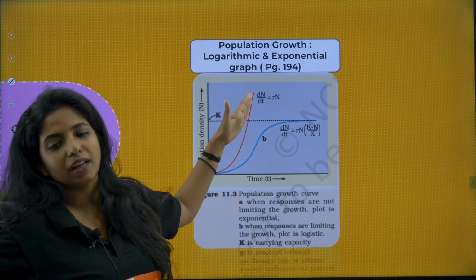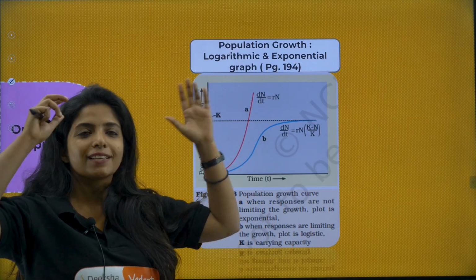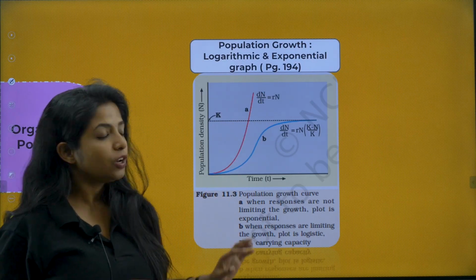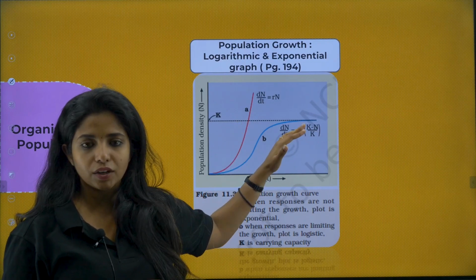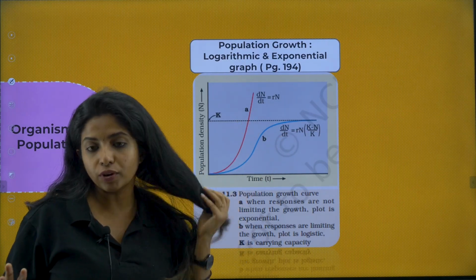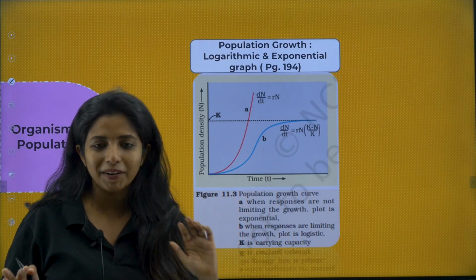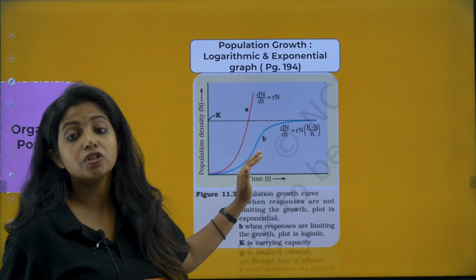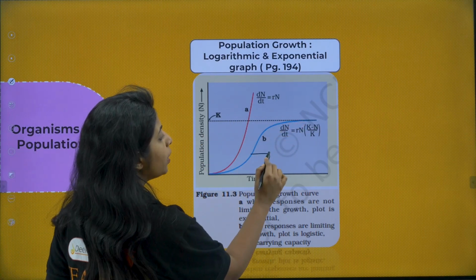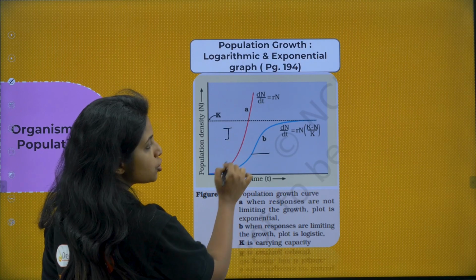Exponential means there is nothing limiting, everything is increasing, the population is just growing. Logistic is when you have limited resources; you're considering that there is no abundant food, no infinite food, no infinite water. So with limiting resources, the growth will be like this. This is known as logistic growth. It gives rise to a sigmoid curve, whereas exponential growth gives rise to a J-shaped curve.